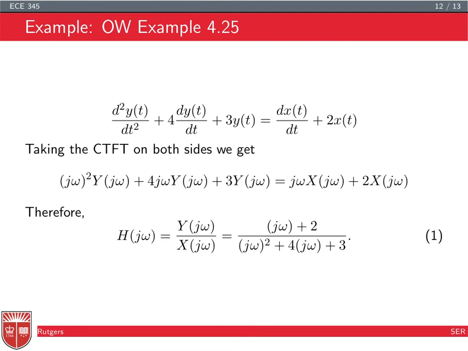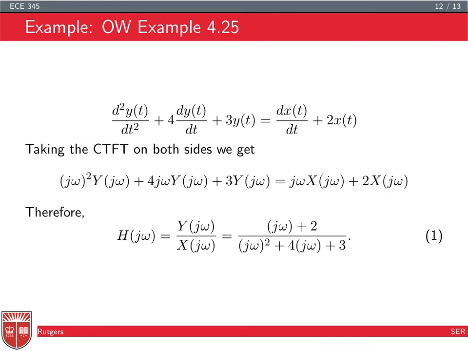Now to find the transfer function, H of j omega, you should remember that H of j omega is the output divided by the input. And then what we have to do is take the CTFT on both sides, and due to linearity, this amounts to taking the CTFT of each term separately. And we just computed the CTFT of d squared y of t divided by dt squared. So this is going to be equal to (j omega) squared Y of j omega, because we did the derivative twice, plus 4 j omega Y of j omega, plus 3 Y of j omega. And here we did the derivative once, so we multiply by j omega times X of j omega plus 2 X of j omega.